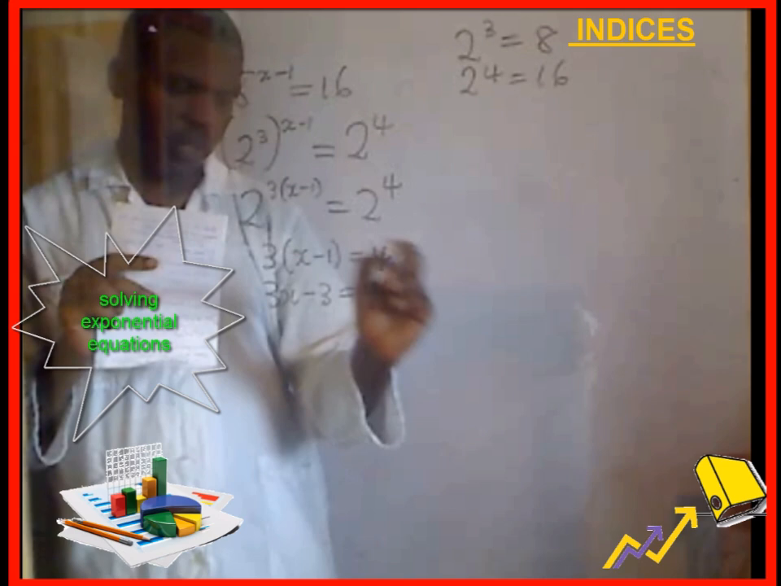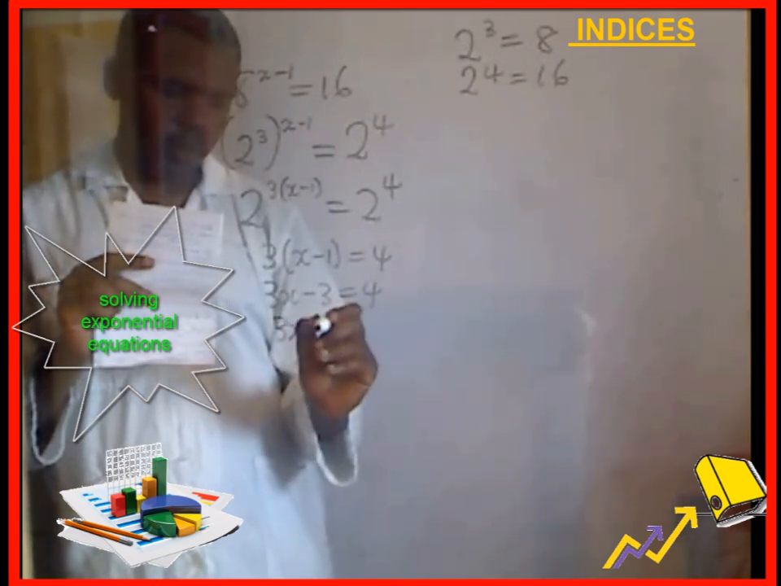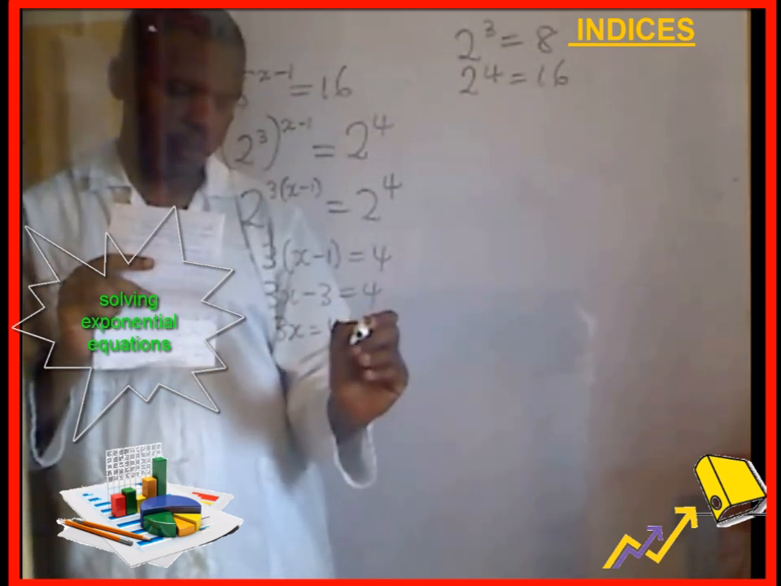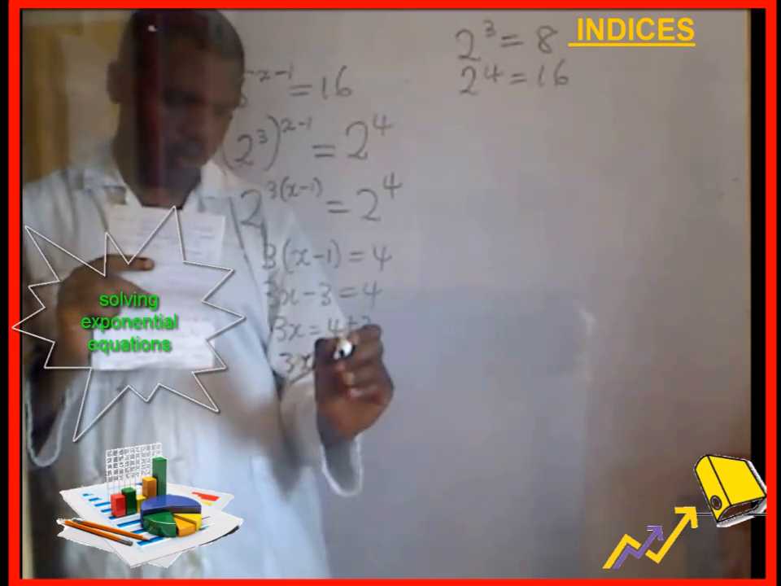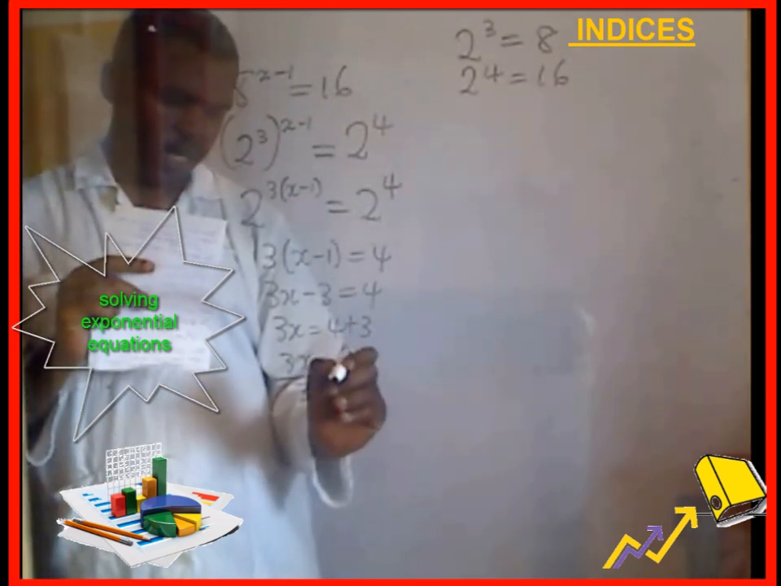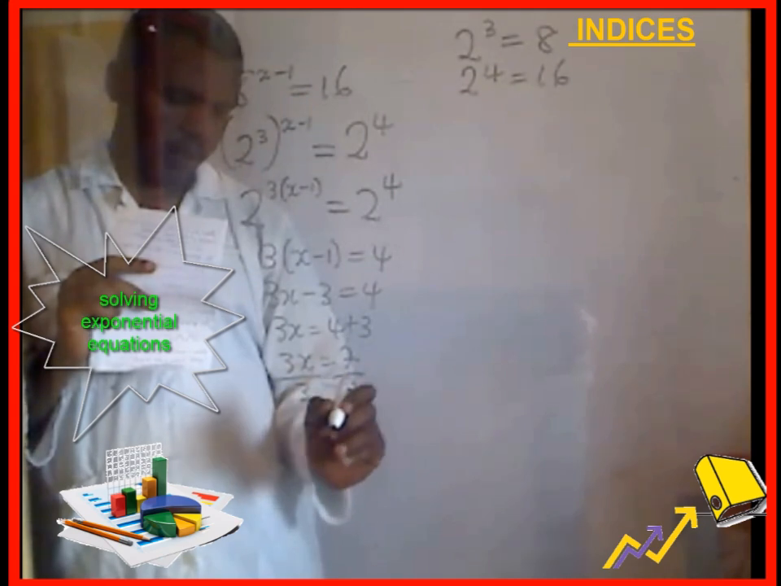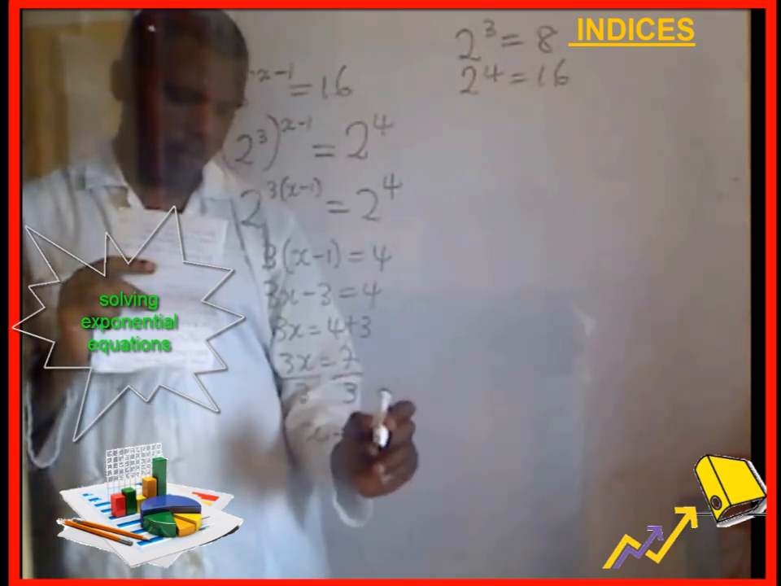I take minus 3 the other way. 3x is equal to 4 plus 3. 3x is equal to 7. I divide both sides by 3. x will be equal to 7 all over 3.